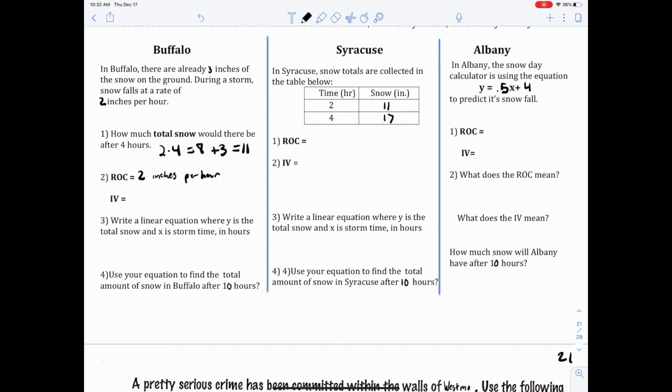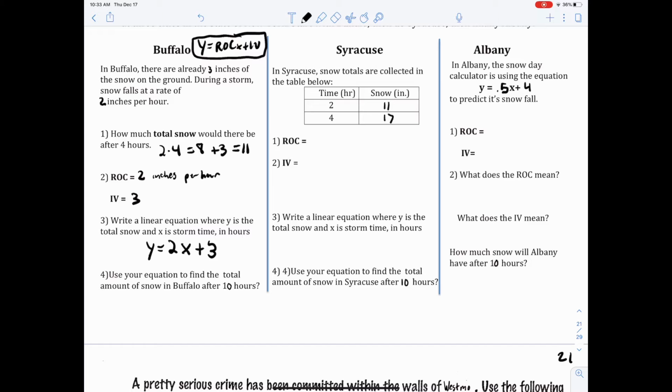The initial value is 3. That's how much snow there is on the ground before the storm comes. And then to write an equation, it's going to be y equals the rate of change, which is 2, times x plus the initial value, which is 3. It's so important that we know this equation here. When we have to write equations, they're all going to look like that.